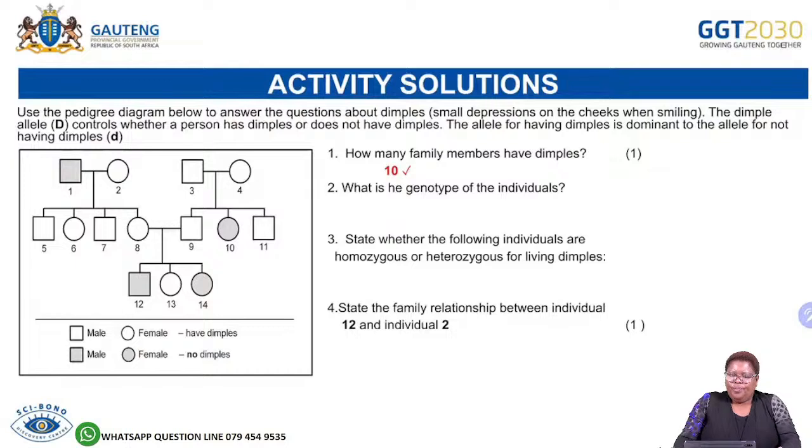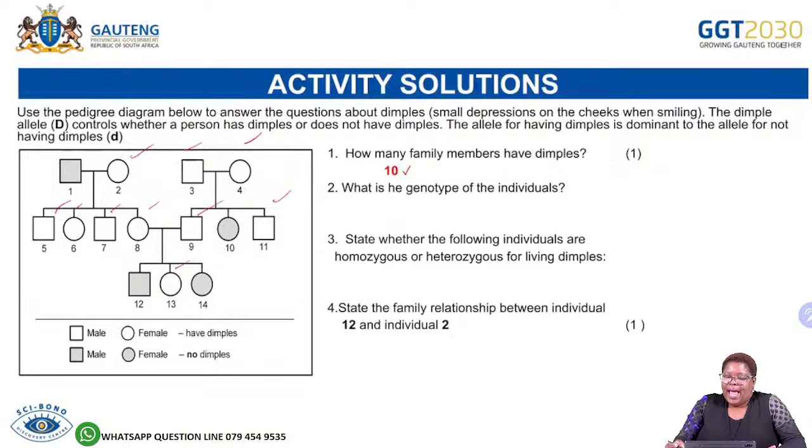How many family members have dimples? Now, we are given that dimples is unshaded. So you count. Okay, it's 1, 2, 3, 4, 5, 6, 7, 8, 9, 10. Simple, eh? It is 10. You get your 3 marks there.